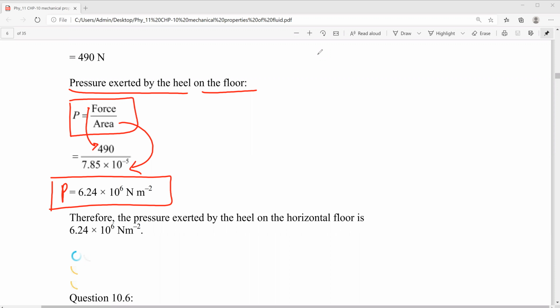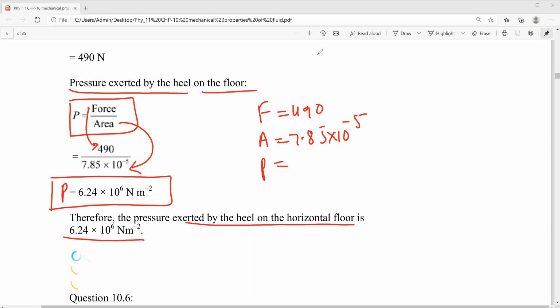per meter square. Therefore, pressure exerted by the heel on the horizontal floor we got is 6.24 into 10 to the power of 6 Newton per meter square. So I hope you got this one. First we calculated area and we calculated force, and by using force we got 490 and area we got 7.85 into 10 to the power of minus 5. By using that, pressure is calculated by using force by area, then we got 6.24. So this is the solution for 10.5.